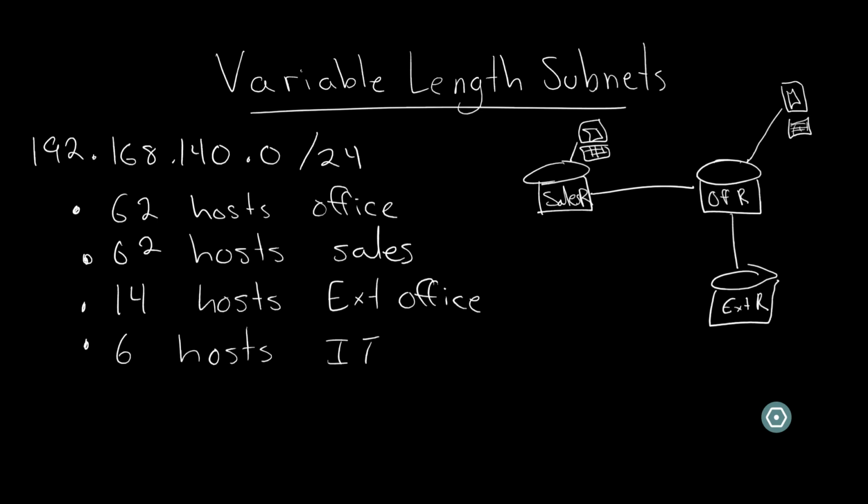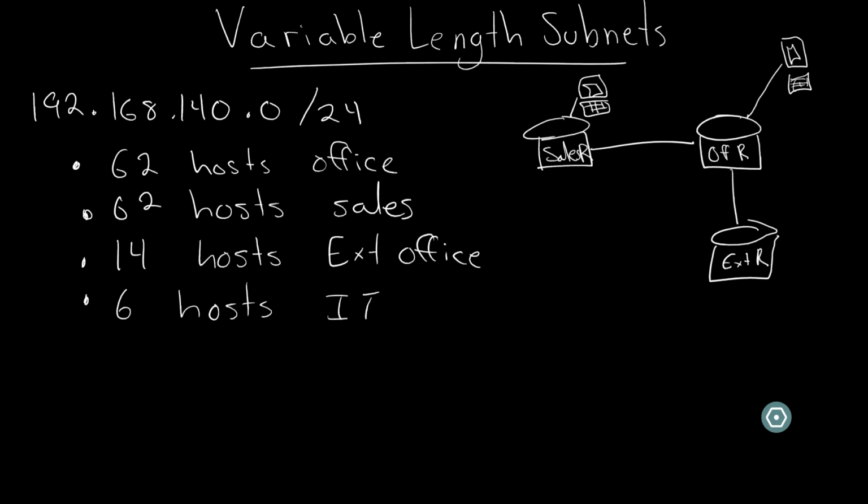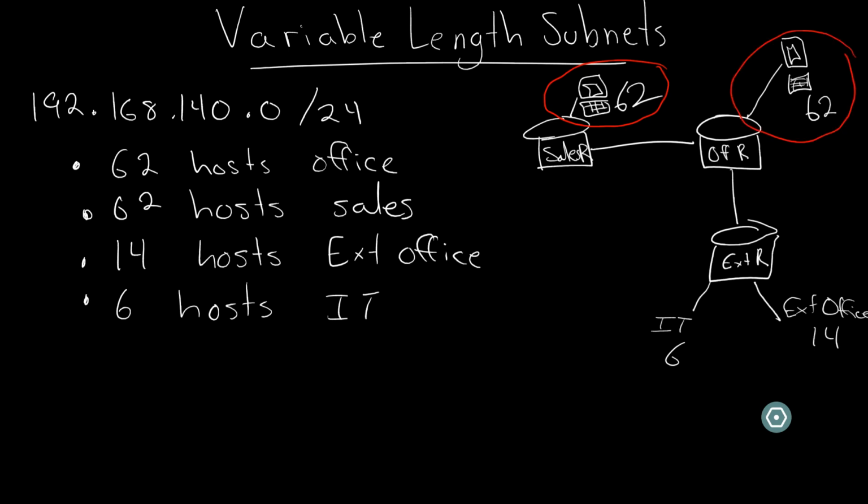And then off the exterior office router is going to be both our exterior office hosts, of which there is 14. We're also going to put our IT department out in that office. So we're going to say IT, and they're going to have 6. Okay, so obviously our network spaces are quite different. We have a few different networks here. We have this network space, which requires 62 hosts. We have this network space, which requires 62 hosts. We have this network space that requires 6 hosts. We have this network space that requires 14 hosts.